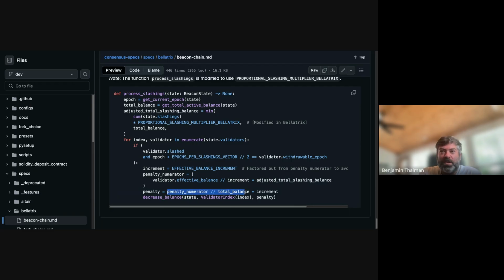And just to prove it to yourself, you could isolate that term and calculate the actual threshold value for the proportional slashing multiplier. Again, this is pre-Pectra, Bellatrix specs. The conditional aspect of the proportional slashing multiplier goes away post-Pectra. What that means is there's no longer a condition. The proportional slashing multiplier will always apply post-Pectra. So let's take a look at that.